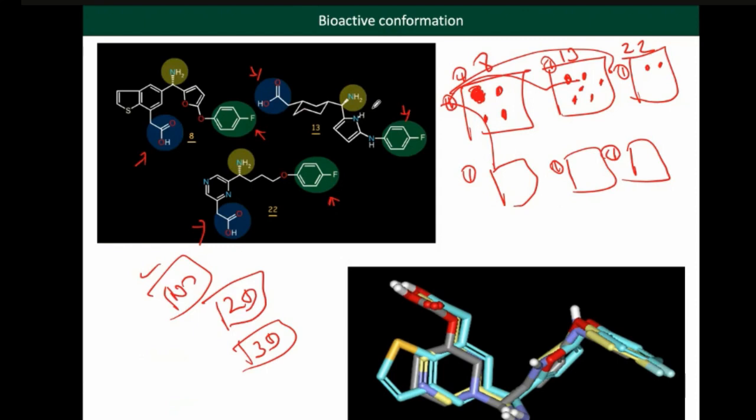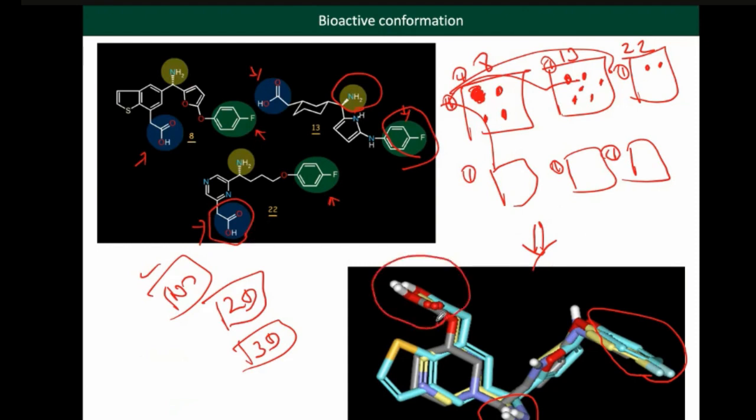Maybe this is slightly confusing for you. Just look at this image at the bottom. You can easily understand. This is the phenyl ring with F. The phenyl ring with F is present here in all the three molecules. This NH2 group is superimposed here in all the three compounds, and this COOH is superimposed here in all the three compounds. So do you agree that all the three functional groups are superimposed?